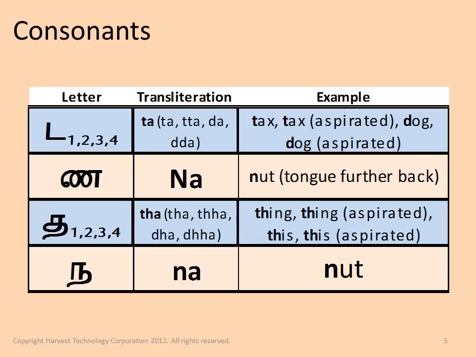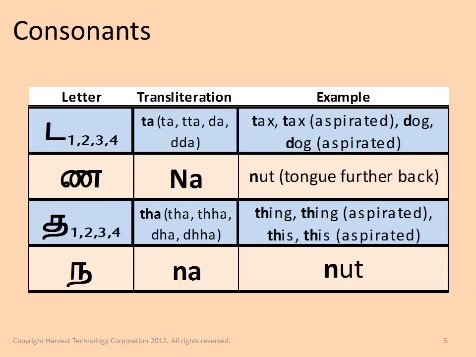The next consonant is pronounced "na." It's similar to the pronunciation of the word nut, except that the tongue is further back on the roof of the mouth. In pronouncing the word nut, the tongue is a little behind the front teeth, but when pronouncing this "na," the tongue has to come a lot further back to get the hard "na" sound.